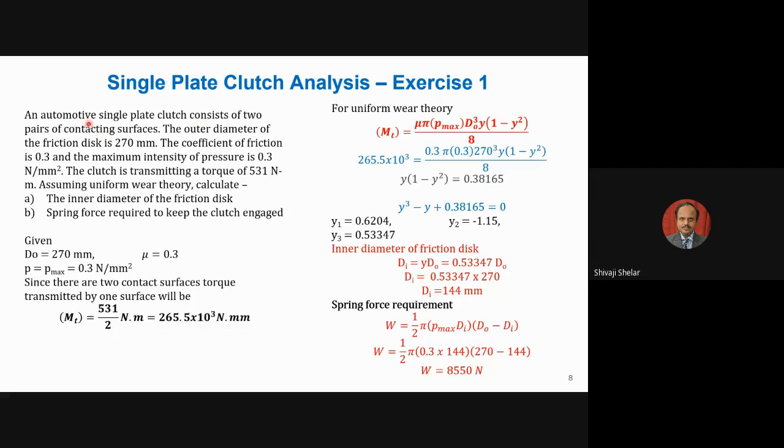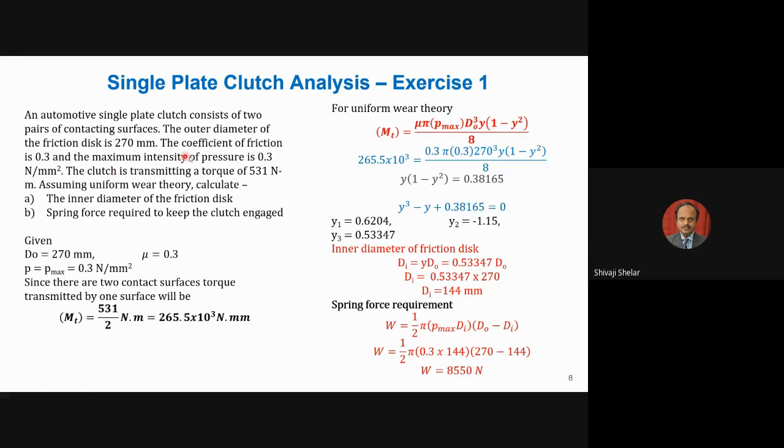I'm reading the exercise. An automotive single plate clutch system consists of two pairs of contacting surfaces. Even though there is only one plate, there are two surfaces in contact, one backside surface and one front side surface. The outside diameter of this friction disc is 270 mm. The coefficient of friction is 0.3, and the maximum intensity of pressure is 0.3 Newton per millimeter square.